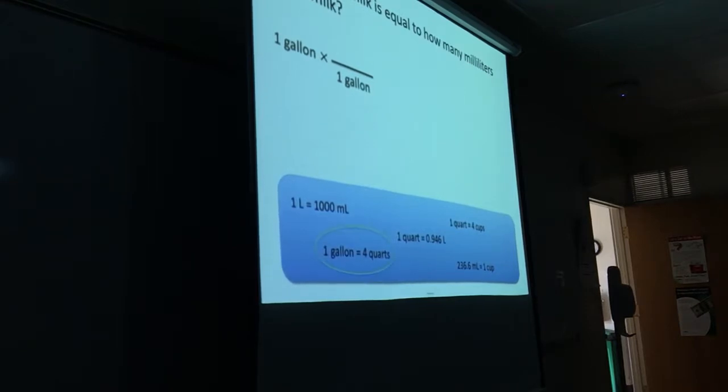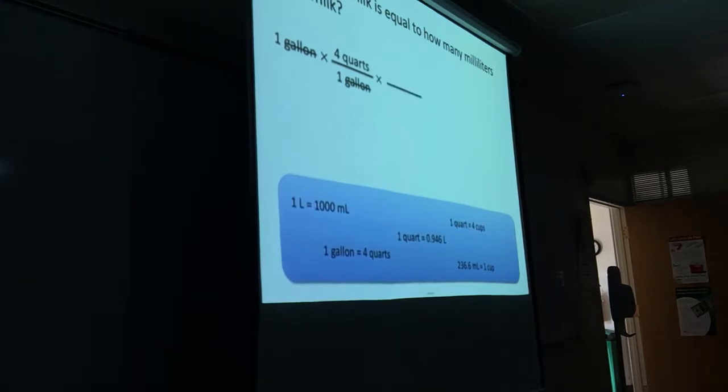We might see that 1 gallon is equal to 4 quarts. Because we put gallons already on the bottom, we know that 4 quarts needs to go on the top. This allows us to cancel out the units of gallons. Because we haven't yet obtained units of milliliters, we need to keep going. And so we need to use another conversion factor.